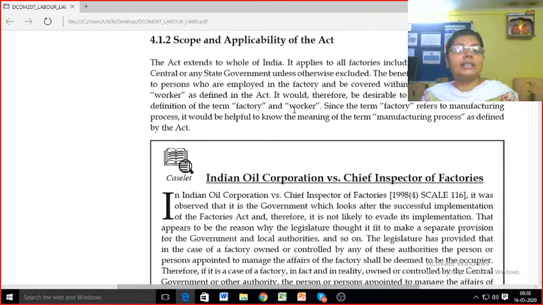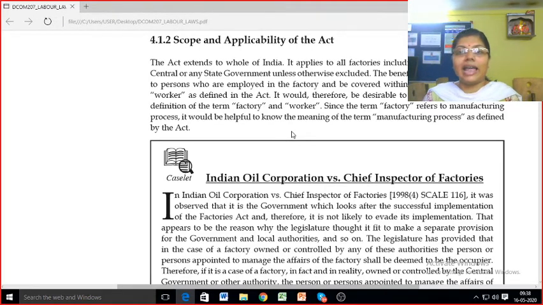The Act extends to the whole of India. It applies to all factories, including factories belonging to central or any state government, unless otherwise excluded. The benefits of this Act are available to persons who are employed in the factory and covered within the meaning of the term worker as defined in the Act. Factory does not mean that it has to be a manufacturing concern only.